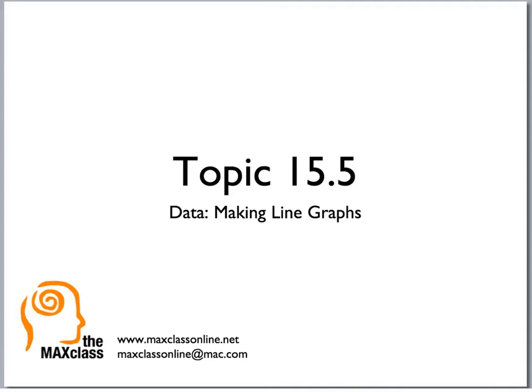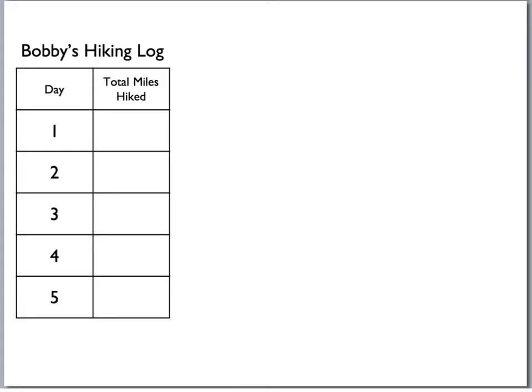What we're going to do today is make a line graph, and you'll have practice in class with this as well. So let's go ahead and get some data, shall we? Little Bobby is keeping a log of how many miles he hikes over, let's say, a 5-day period of time. So on day 1, he goes 11 miles. On day 2, the total number of miles that he hikes is 23.